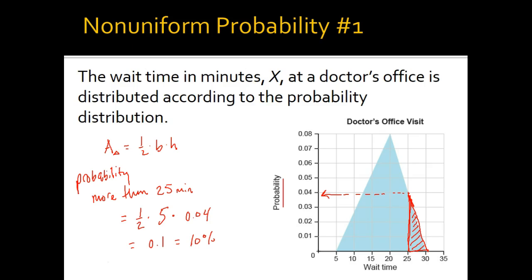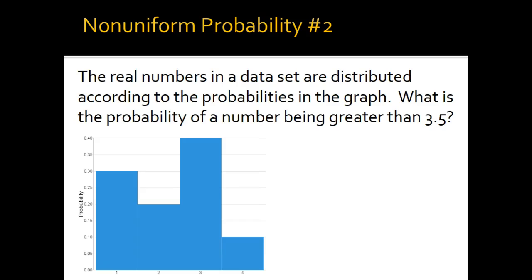All right, so let's just run through a few more examples so you kind of see this. We're going to do a bunch of examples, so I'm going to try to go a little faster. This one is a little bit different. The real numbers in a data set are distributed according to the probabilities in the graph. What is the probability of a number being greater than 3.5? This is actually kind of like a bar chart, but there's a probability here for the numbers in the range of 1, and it should go like this: 1, 2, 3, 4, 5.